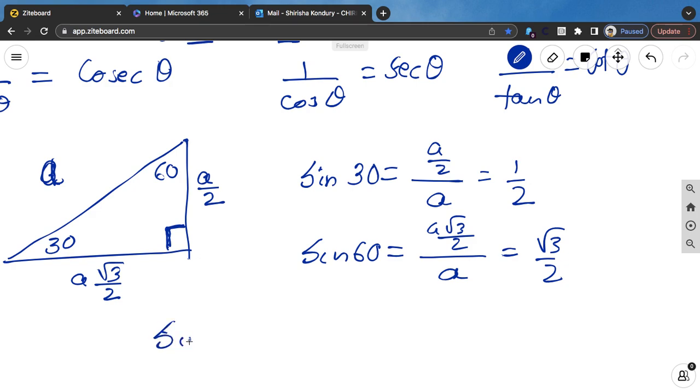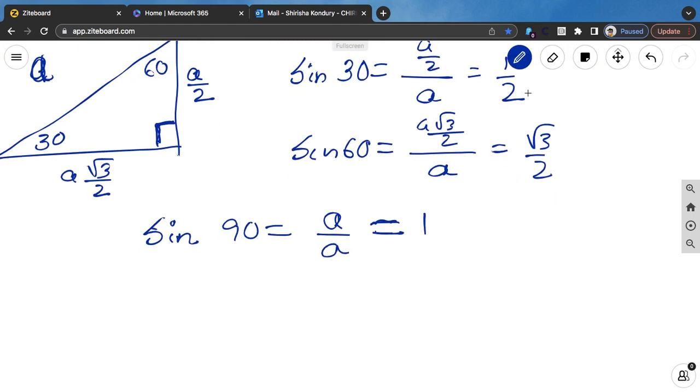Sine 90, well, you may say it's opposite side and hypotenuse. Opposite and hypotenuse are the same. So is it 1? Well, actually yes, and we can define it in one other way, but that's true.